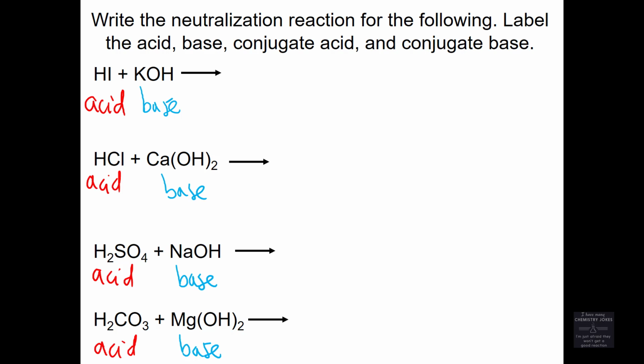When you put an acid plus a base, especially if that base is hydroxide, you get a salt plus water. In all of these, we got to figure out what's the salt. I'm going to have some potassium and iodide left over when I create water out of that first reaction. I'm going to have some calcium and chloride left over out of that second reaction.